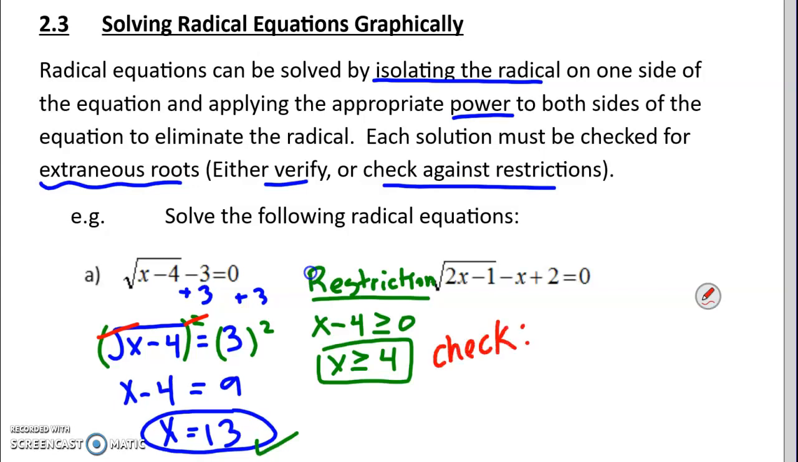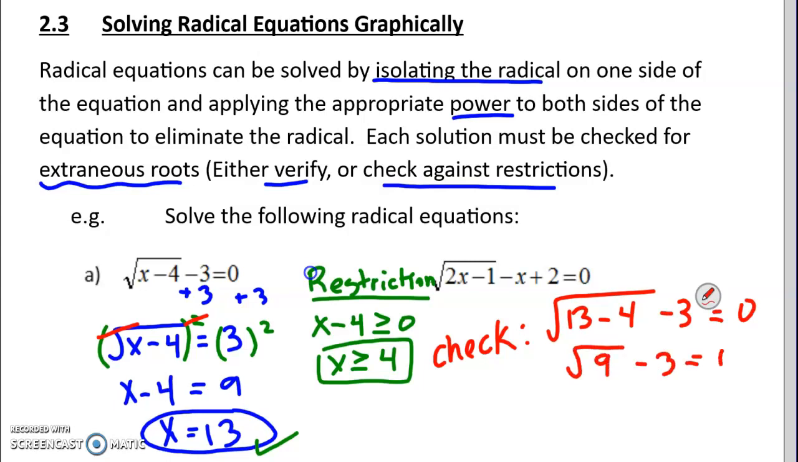And we check by plugging your 13 back into your original equation. So we'll get the square root of 13 minus 4, subtract 3 equals 0. The square root of 13 minus 4 is 9. And the square root of 9 is 3. So 3 minus 3 equals 0. Yes, it does. So again, double check, but that x equals 13 does work.